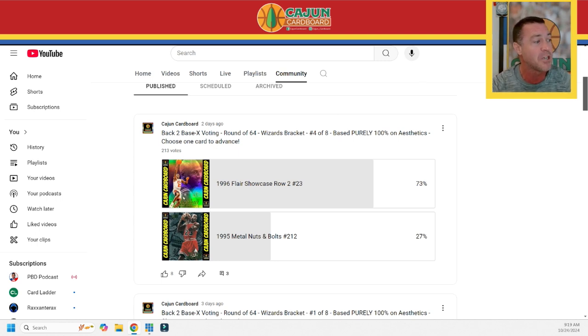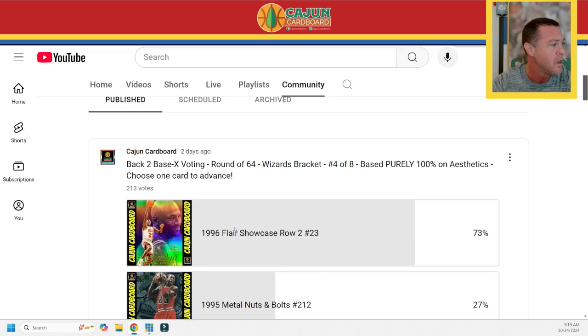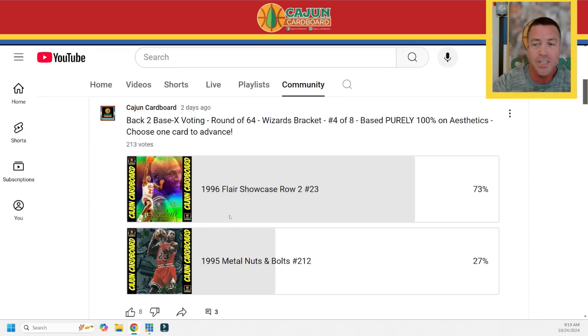Let's just start with matchup number 1. We were talking about the 1996 Flair Showcase, row 2. Let me zoom in a little. There you go, 1996 Flair Showcase, row 2, right? One of the 6 Flair Showcase cards we're going to see. The only Flair Showcase card you're not going to see in the Back to Basics is the 1997 row 0, which is serial numbered to 250. We decided that was not fair, so we kept that serial numbered card out. You won't see any serial numbered cards in here.